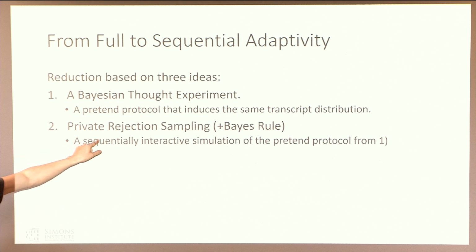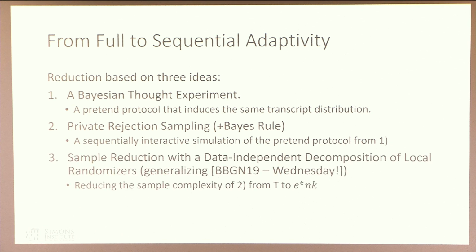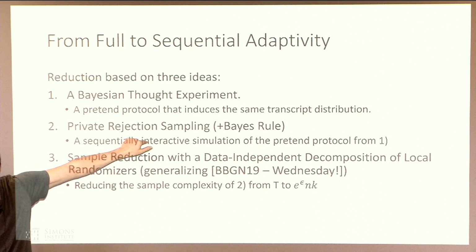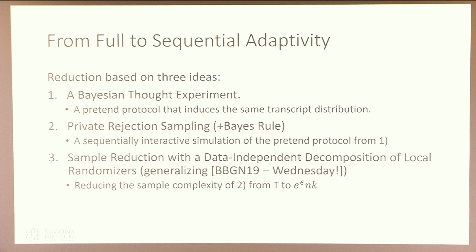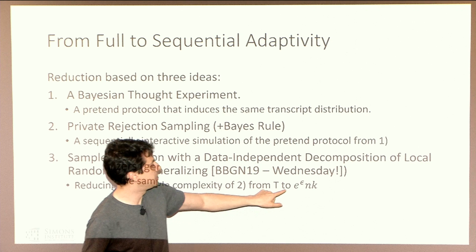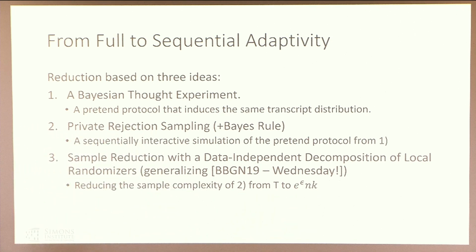This step will get us to sequential adaptivity, but it might really blow up the sample complexity. Okay? And so the third step is to slightly generalize this very nice idea of a data-independent decomposition of local randomizers that Borja told us about on Wednesday, which allows us to shrink the sample complexity back down. Okay, so the sample complexity of the mechanism that we get here is going to blow up from n to roughly t, the number of rounds the protocol ran, which could be really big. But the third step is going to get it back down to e to the epsilon times n times k. Okay, so that's the high-level overview.